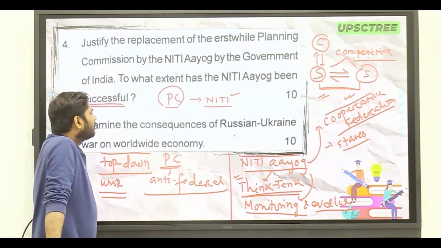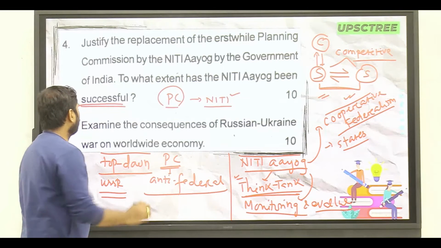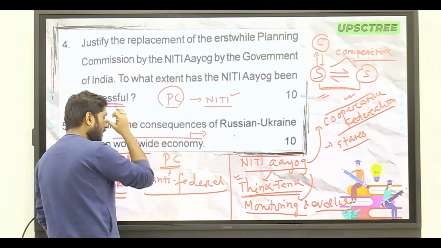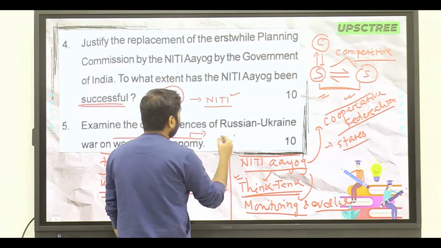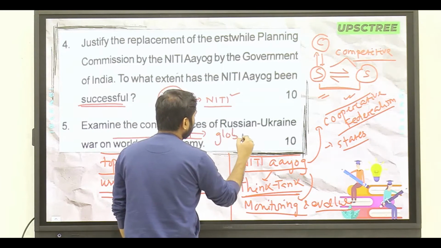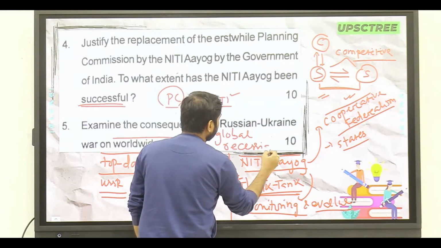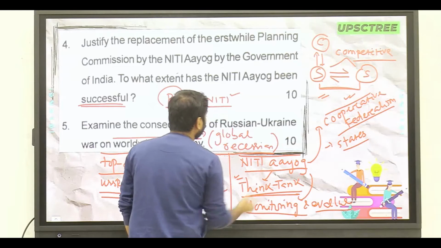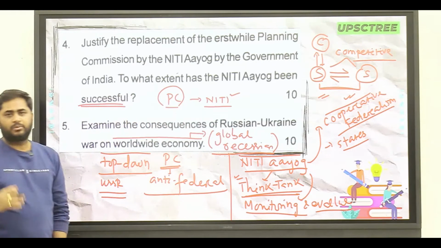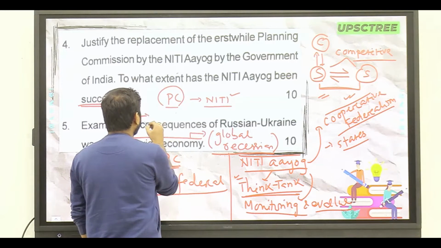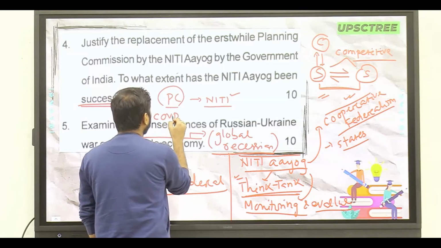Examine the consequence of the Russia-Ukraine war on the worldwide economy. Again, a very well known topic. All these topics I have discussed in class in depth. Regarding the worldwide economy, we know that there was a supply chain disruption. Because of the supply chain disruption and uncertainty, the world has entered a phase of global recession. And while discussing this, don't forget to mention the COVID-19 dimension.